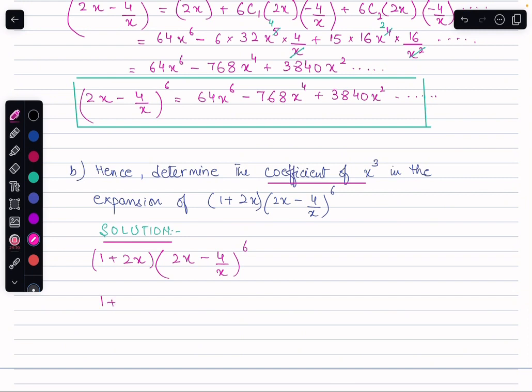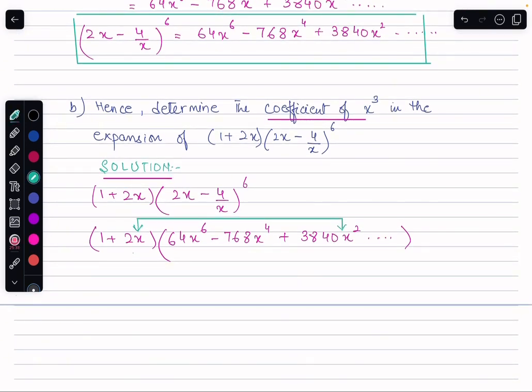So I can say that here this is (1 plus 2x) times (64x to the power 6 minus 768x to the power 4 plus 3840x squared). So if I want this expansion to get multiplied by (1 plus 2x) so that I have a coefficient of x cubed, then in this case if I multiply 2x by 3840x square, only then will I have the coefficient of x cube.